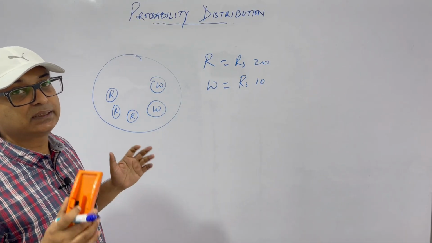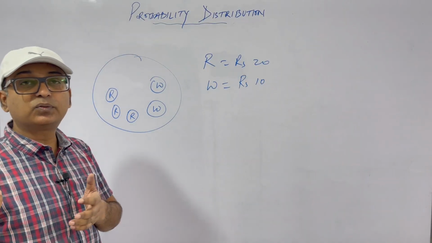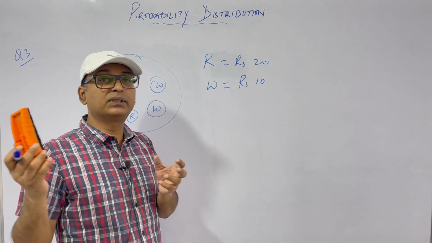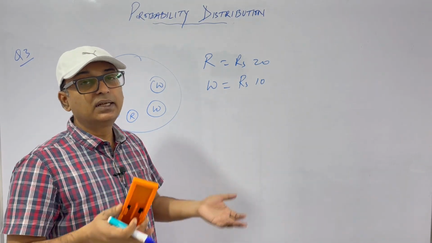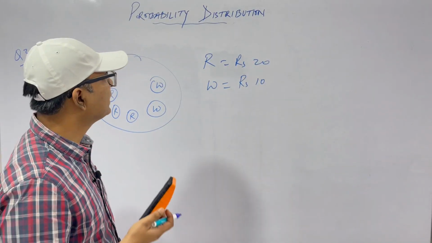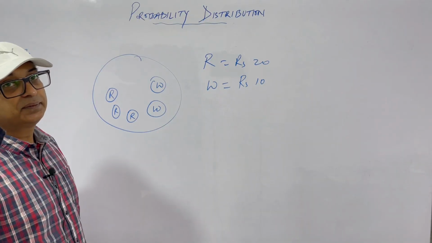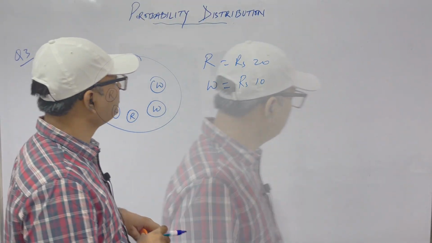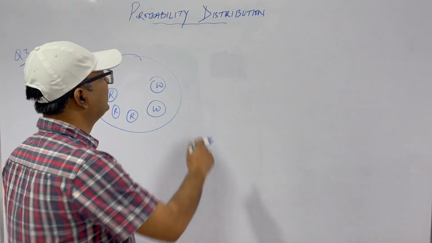What is the expectation? Expectation is mean. In terms of a continuous probability distribution, you say expectation, and for a discrete probability distribution, you say mean. So actually the question is we have to find the mean. Clear? Let's see how. So basically we have to find the probabilities.